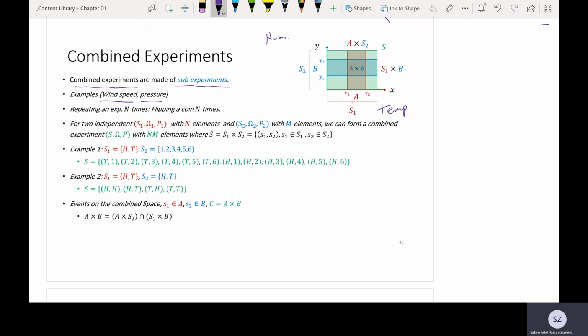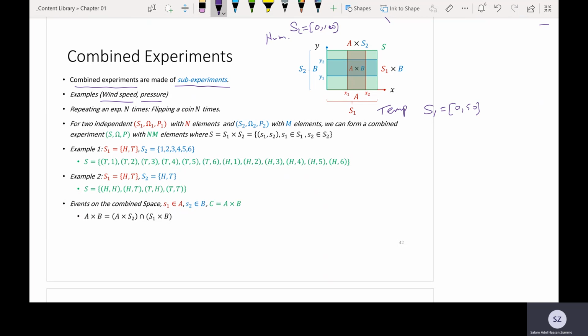Okay? So the temperature ranges, for example, from 0 to 50. It can never reach below zero. Humidity ranges from 0 to 100%, right? Now, basically the sample space here, S1, could be something between 0 and 50, for example, while the sample space S2 here is, for example, from 0 to 100. Okay.